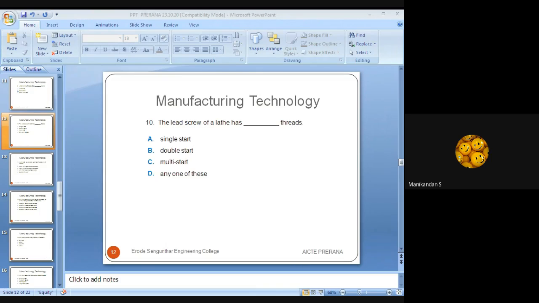Whereas lead screws of the lathe can have multi-start threads also, but preferably the lead screws with the lead and the pitch equal, that is single start threads. So we prefer lead screws with single start threads because it is a continuous thread along the body of the screw. Okay. Have you noted?